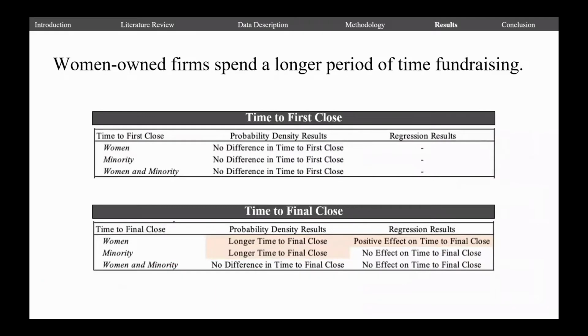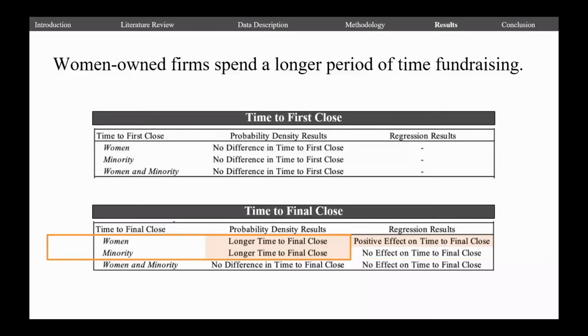Finally, we consider the relationship between diverse ownership and time and market. While the results of our first months to first close analysis were inconclusive, we find strong evidence of a positive relationship between women ownership and minority ownership and months to final close. In the case of women-owned funds, there appears to be evidence of a direct relationship between women ownership and time to market. In the case of minority-owned funds, there's a correlation relationship due to their positive association with smaller fund numbers, which in turn tend to lead to a longer period of time spent fundraising.